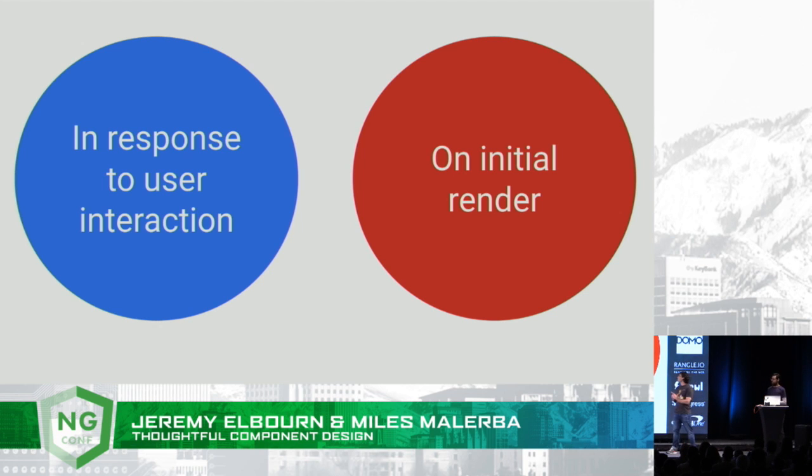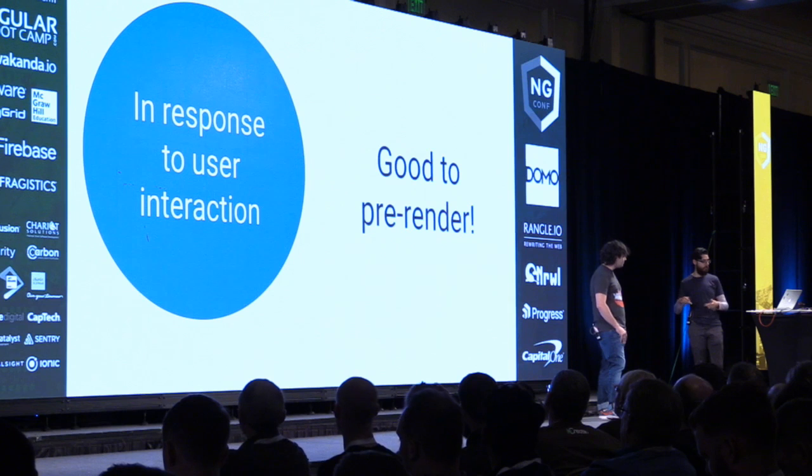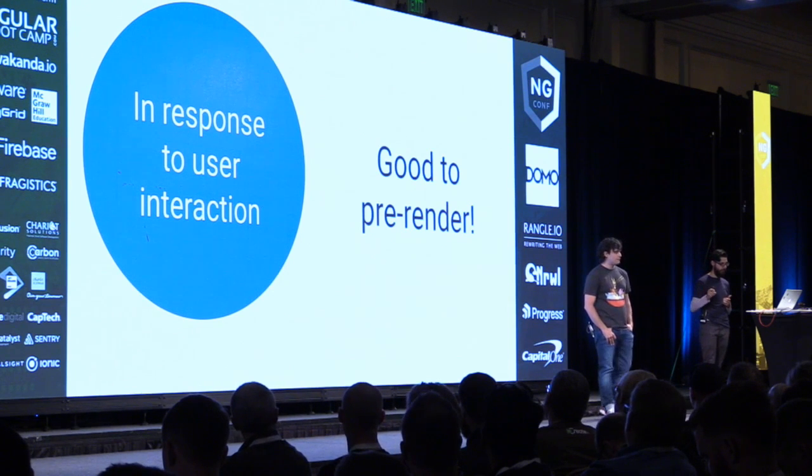OK, I think I see where you're going with this. So if it happens in response to a user interaction, that's never going to happen when we're rendering on the server, right? So it should be OK to just go ahead and do things inside there. Exactly. The user is never going to be able to click a button or scroll the page while the application is pre-rendering. Those can only happen once the application has been bootstrapped and is running in the browser.